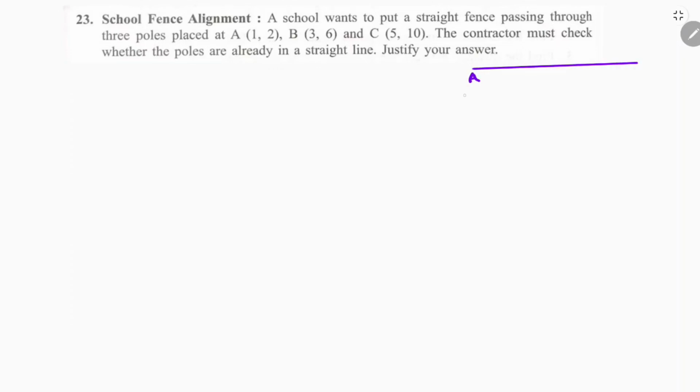So here I'll take A, that is (1, 2), B (3, 6) and C (5, 10). So we need to check collinearity. What I'll do, I'll find the AB distance, BC, and the distance between A and C. If AB plus BC is equal to AC, then the points are collinear. So here, first I'll find the distance between A and B.